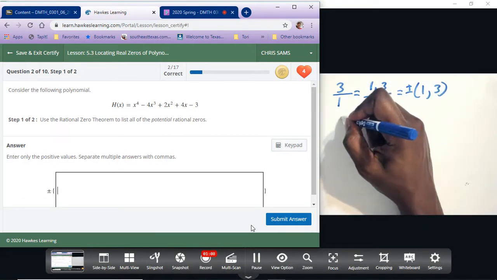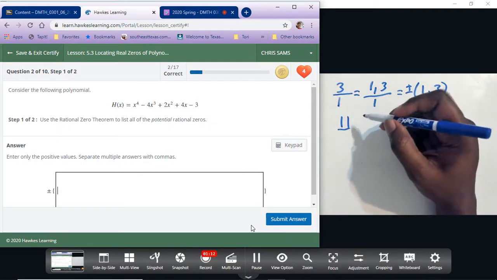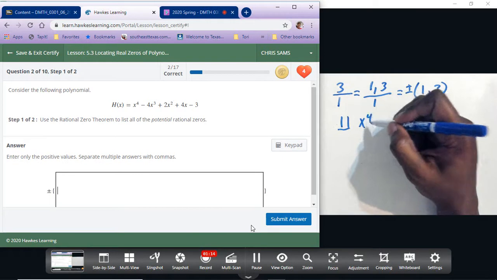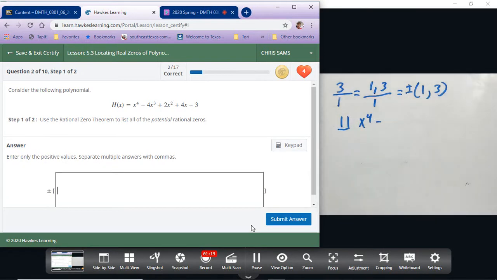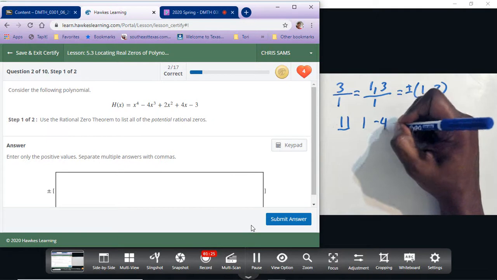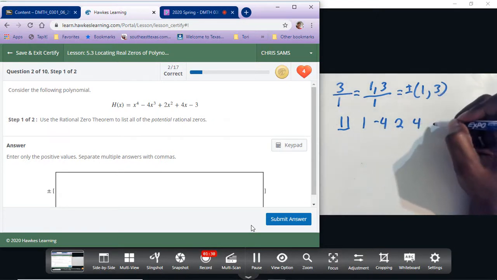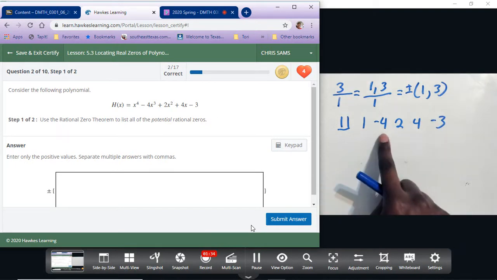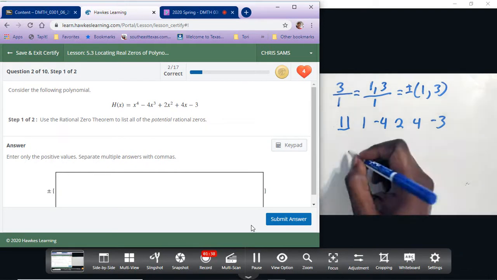Alright, so I'm going to try 1. X to the 4th, minus, I actually want to just list the coefficients. So 1, negative 4, positive 2, positive 4, and negative 3. Not missing any terms. You've got a 4th, 3rd power, 2nd power, x to the 1st power, and then none. Alright, so we're going to try 1.